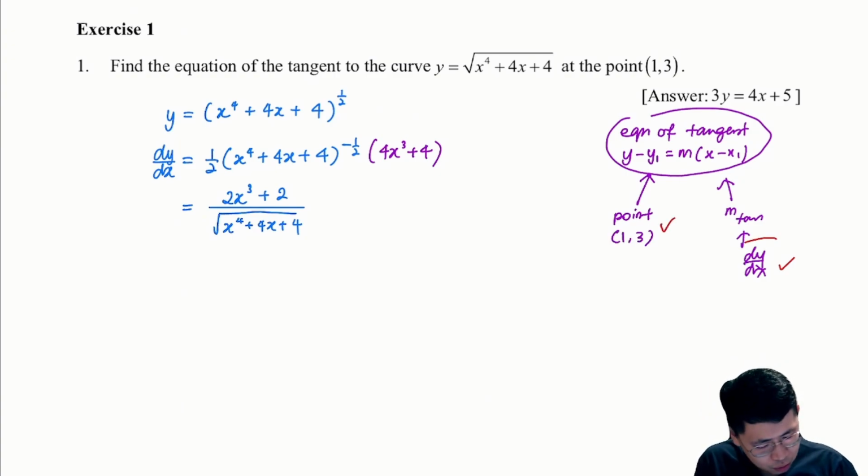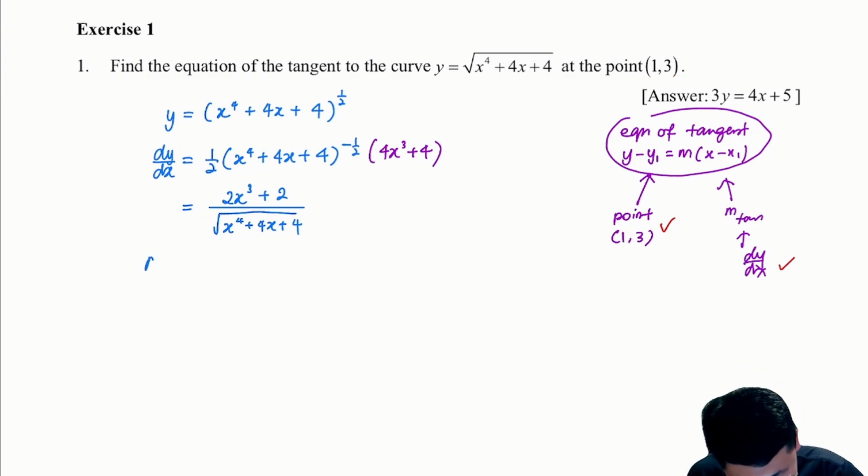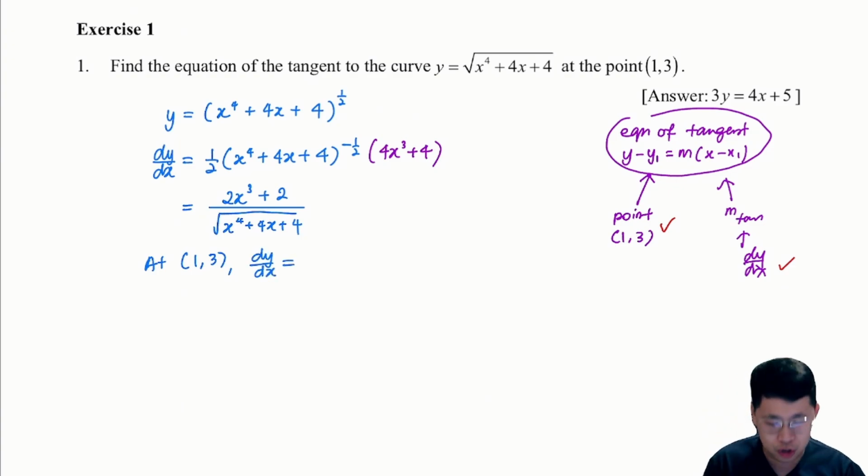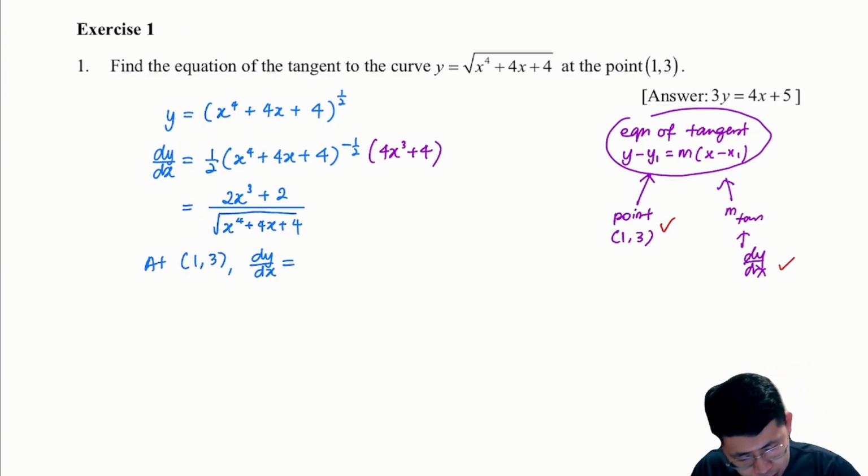What is left for us to do is to link up dy/dx to the gradient of the tangent at this specific point. So at the point (1, 3), we need the value of dy/dx. Pumping this into your GC, we are subbing in x equals to 1, because we are subbing in the value of x. Using your calculator, dy/dx is equals to 4 over 3.